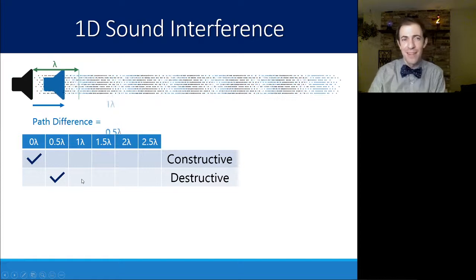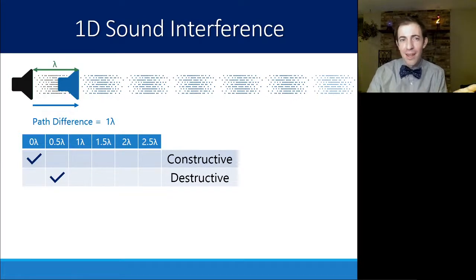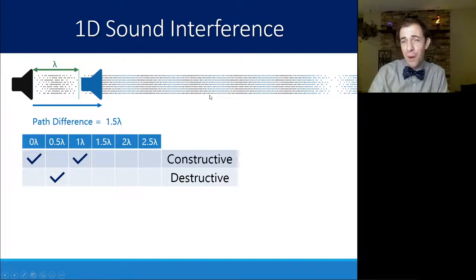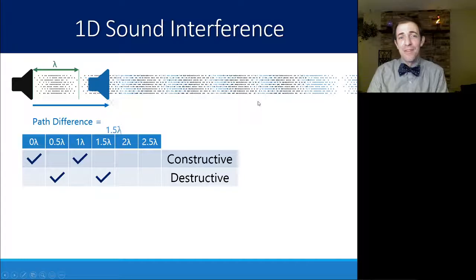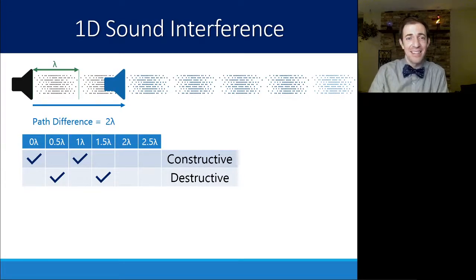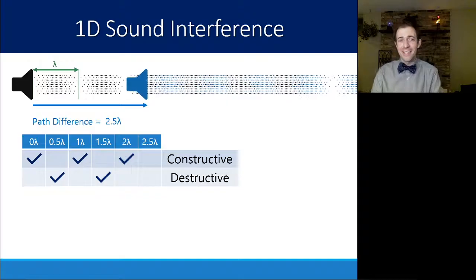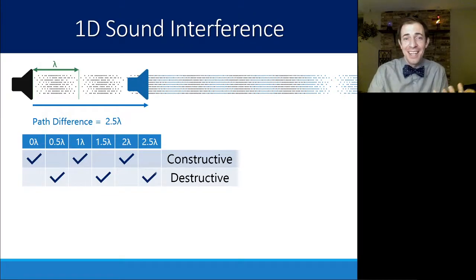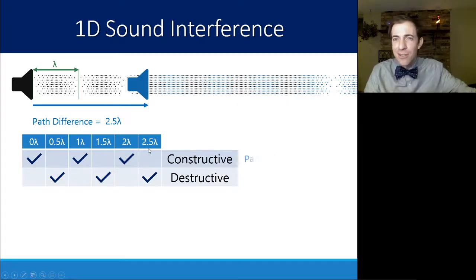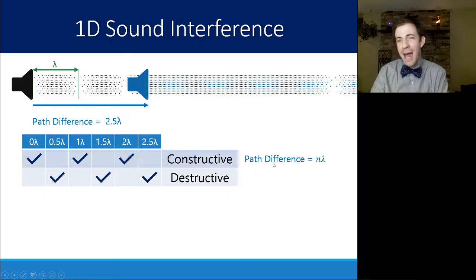If I continue to shift it so that it's a full wavelength away, now we're constructive again. The compressions happen together. That's constructive. Shift it again another half a wave, so we're at 1.5 wavelengths. That's destructive. You can see that they cancel out. Shift it further, 2 wavelengths exactly. That's constructive. And then finally, 2.5 wavelengths, you guessed it, is destructive. So we see this pattern here that all of our constructive cases are 0, 1, 2. They are exactly integers of that wavelength. We would call that a path difference of n times the wavelength.